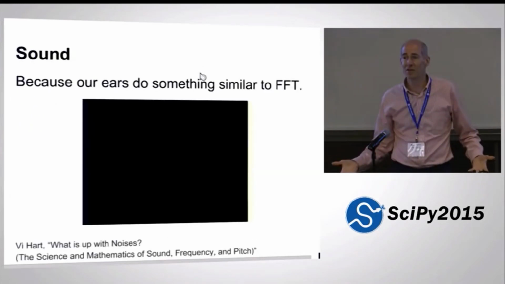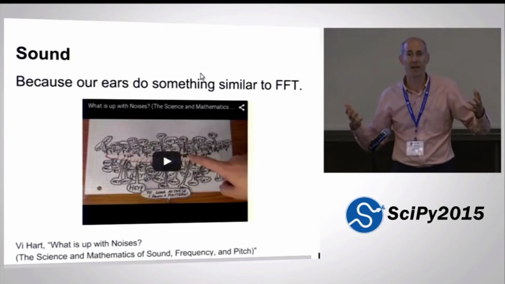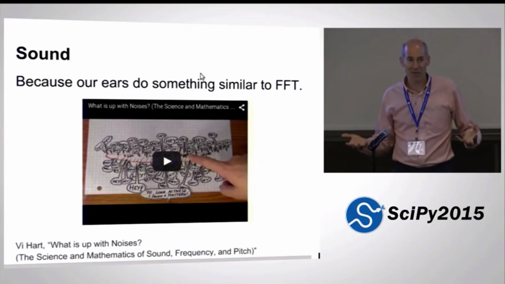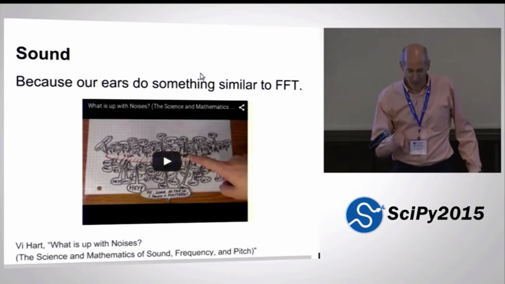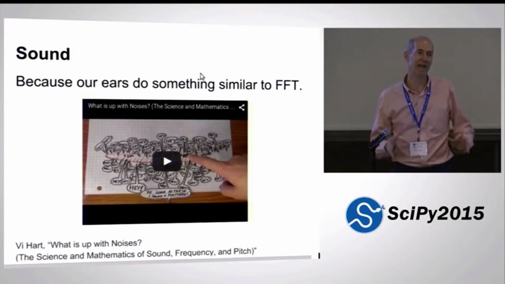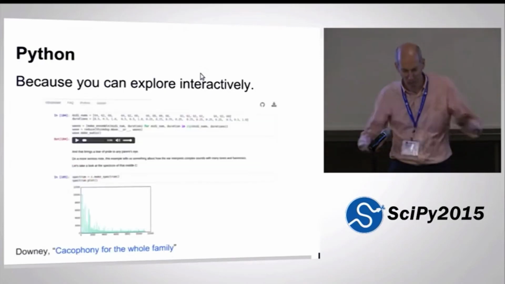The natural reason to use sound is that what's going on in our ears is a lot like spectral analysis. The Fourier transform is doing something that's like human hearing. If you have not seen this video from Vi Hart called What's Up with Noises, it's a really nice explanation of what sound is and how human sound perception works. So check out that video, but not on my time.